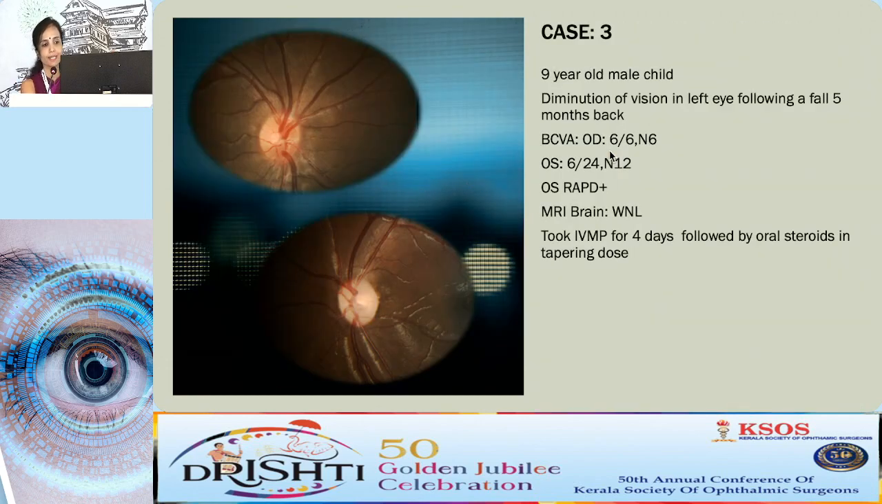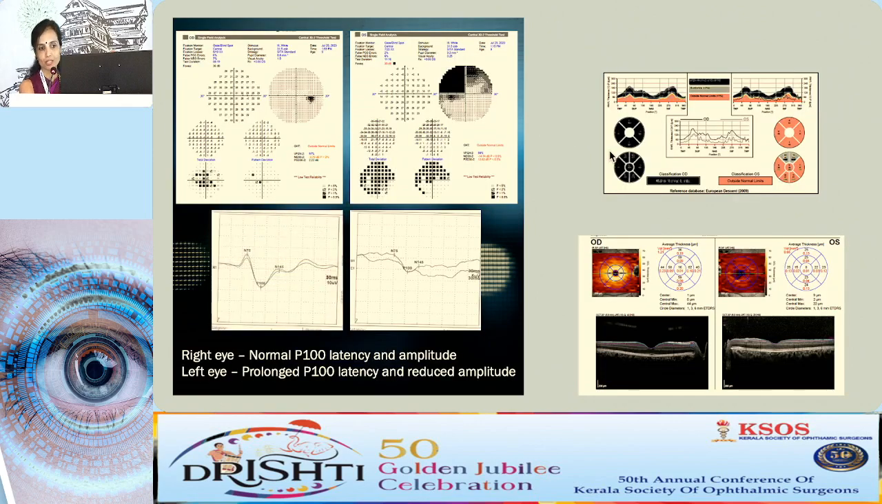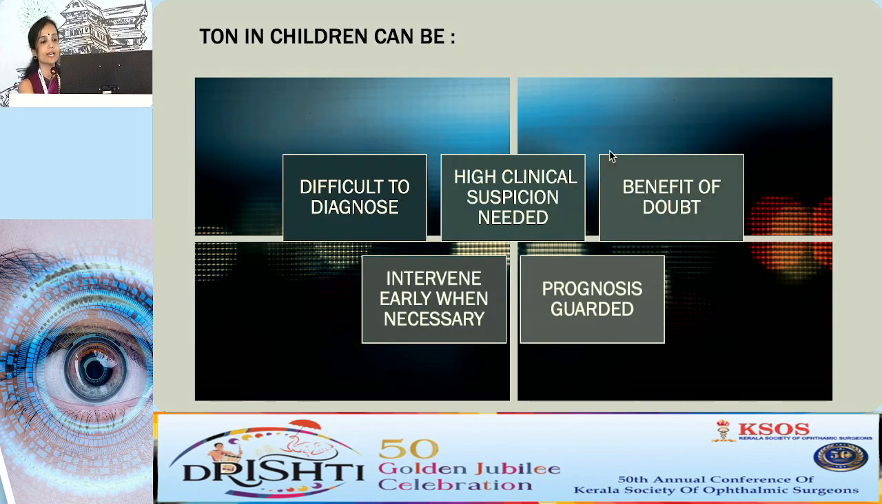Another patient who presented late, pale disc, history of fall 5 months back. Can't do much now because already the time is lost. So it's difficult to diagnose, high index of clinical suspicion. Give them the benefit of doubt, intervene early, and prognosis usually is guarded if you don't suspect it early.